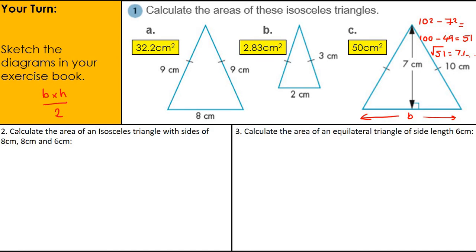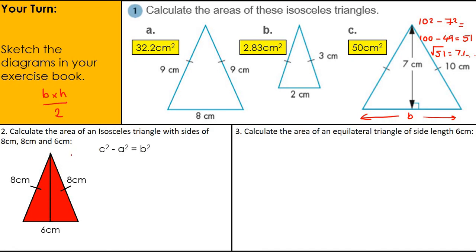If you've not done question 2, have a go now. I'm going to give you some insight to help you. So calculate the area of an isosceles triangle with sides of 8, 8 and 6. So the first thing you might do is you might draw it. There we go, 8, 8 and 6. Now it's just one of these questions, and if you've got these sorted, you can do this now.